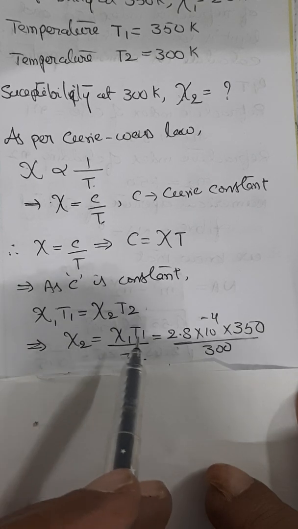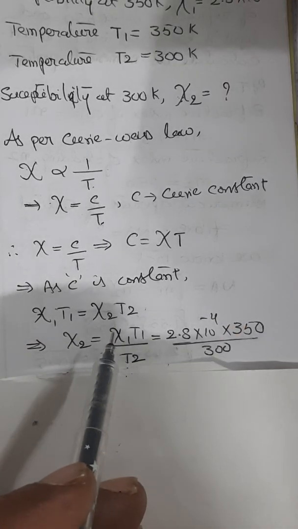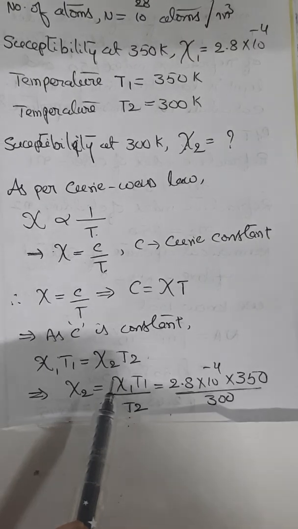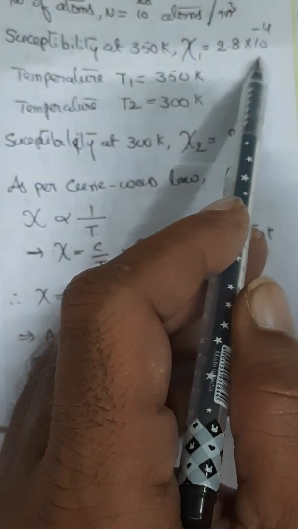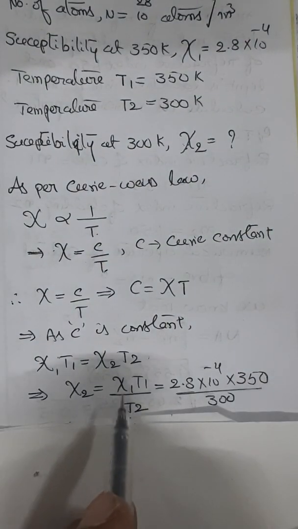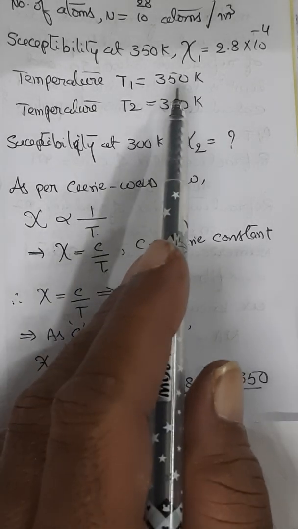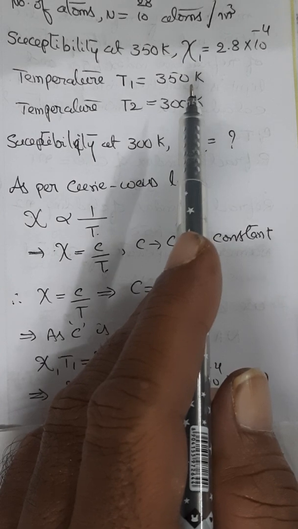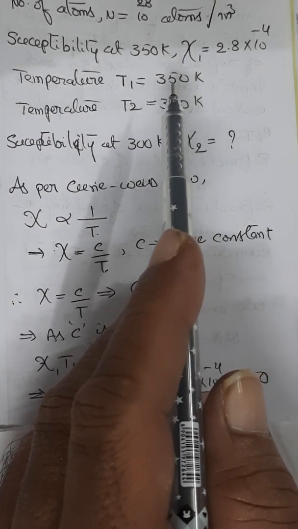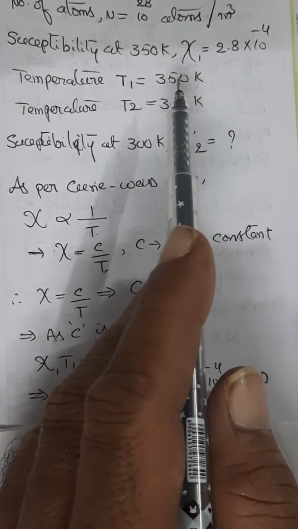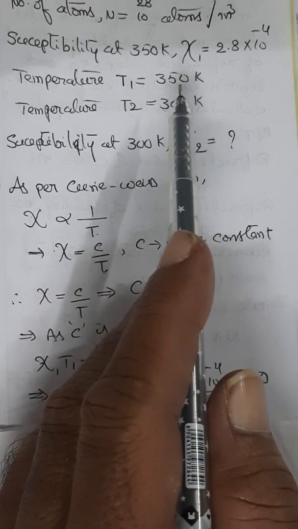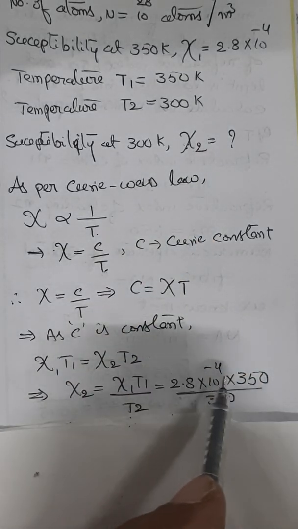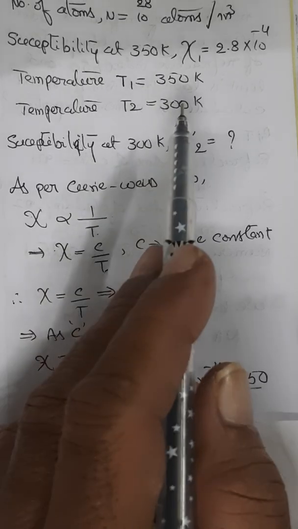Now what is psi 1 given? 2.8 into 10 power minus 4. So psi 1 is 2.8 into 10 power minus 4, into T1. T1 is given as 350, divided by T2. You don't need to convert because it is already given in the absolute scale. So there is no need for temperature conversion in this problem. If it is given in degrees centigrade, you may have to convert, but you need not here. So it is 350 divided by T2, which is 300 Kelvin.